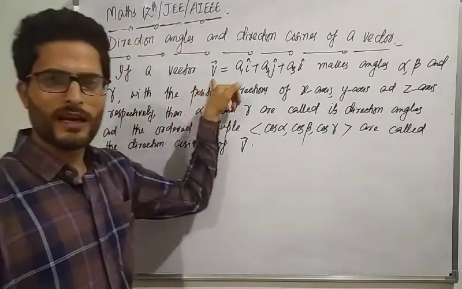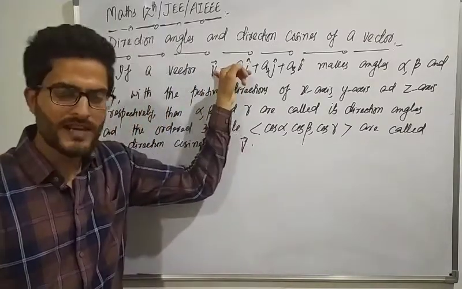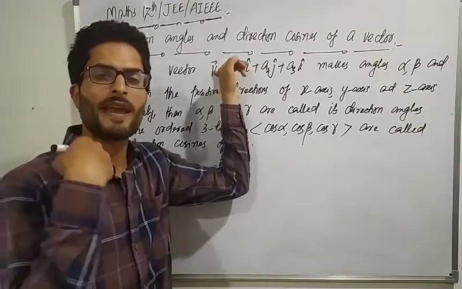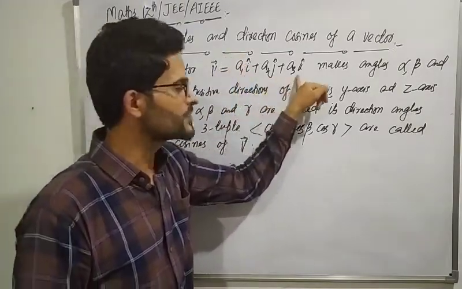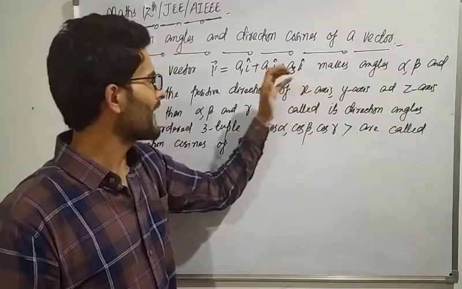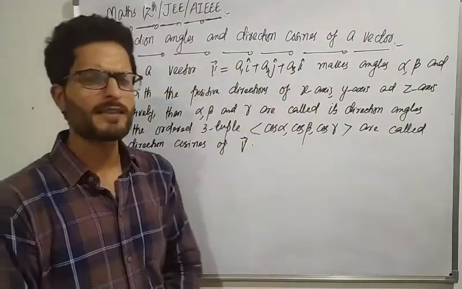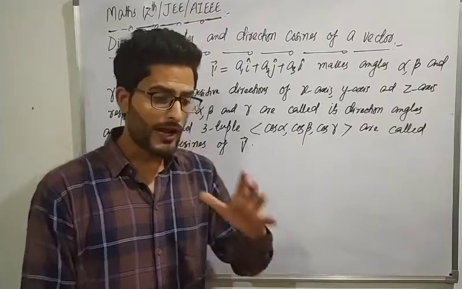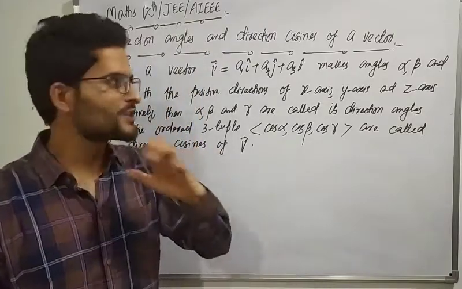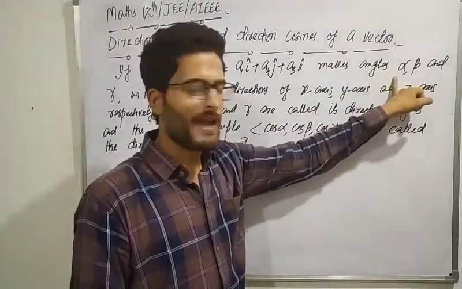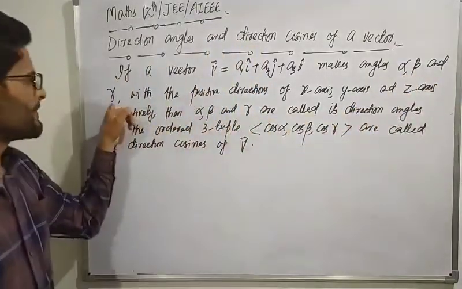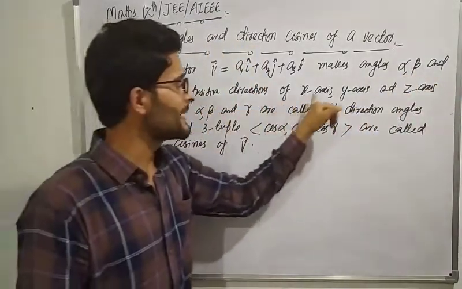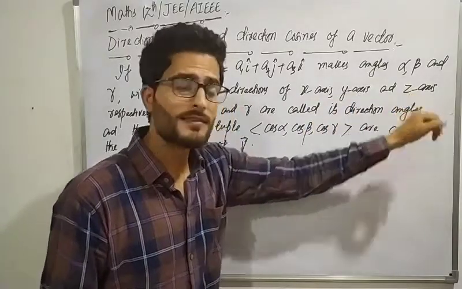If you have a vector v which has been expressed in terms of its components as a1i plus a2j plus a3k, this vector v must be represented by some directed line segment. And if that directed line segment makes angles, suppose alpha, beta and gamma, with the positive directions of x-axis, y-axis and z-axis.